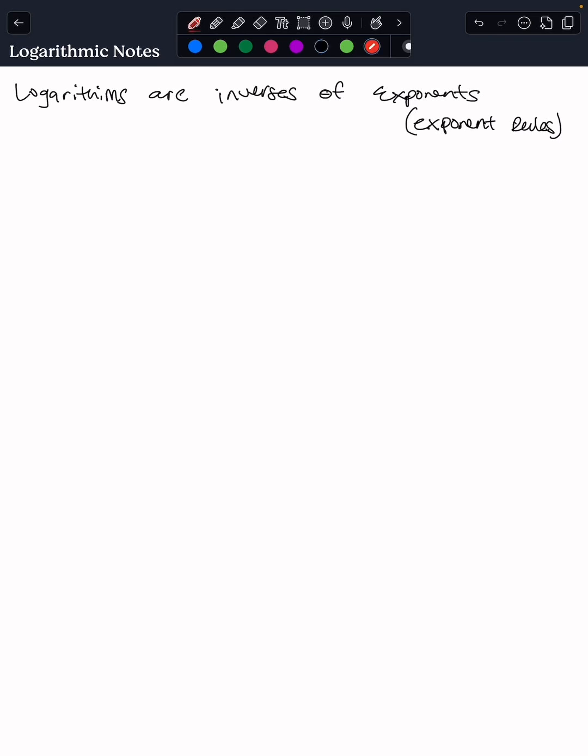First thing I want you to remember is that logarithms are inverses of exponents. And we talked about exponent rules. That was in Algebra 1. So let's do a quick review on some exponent rules that's going to come in handy.